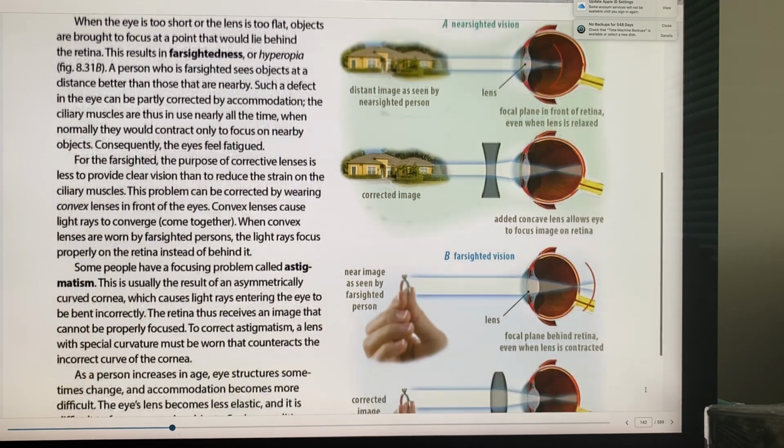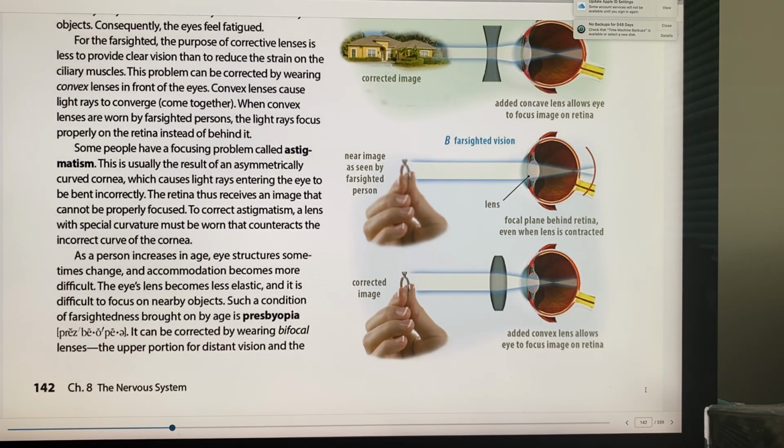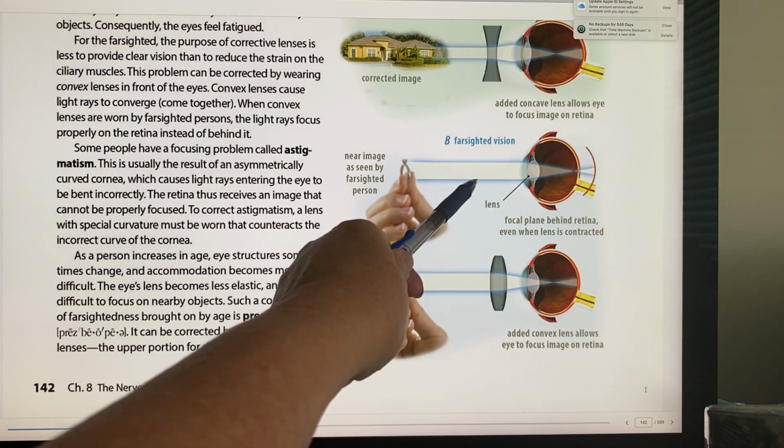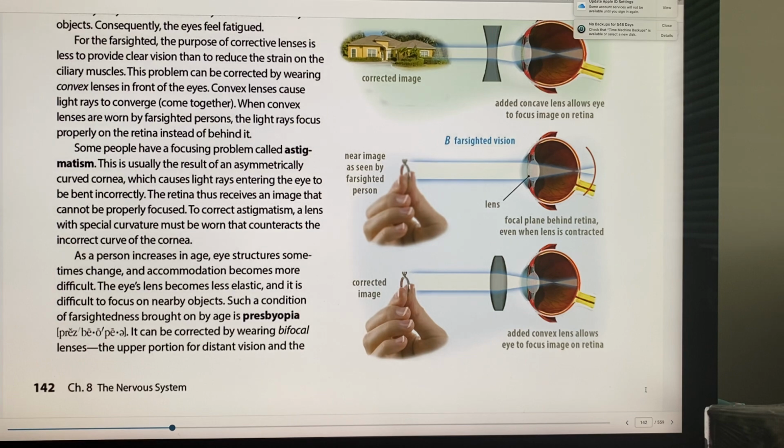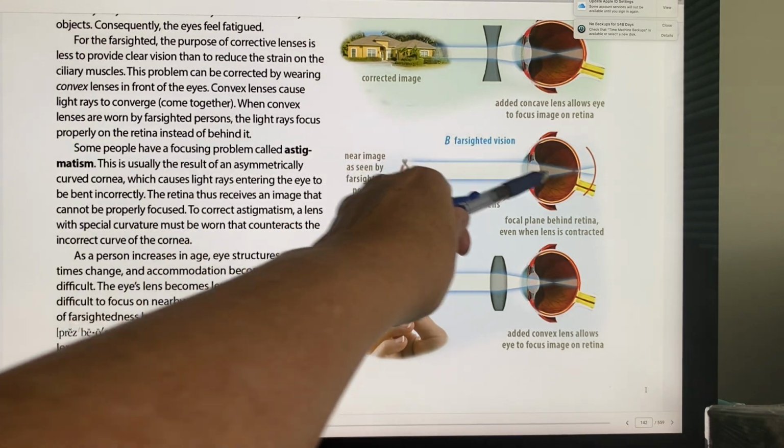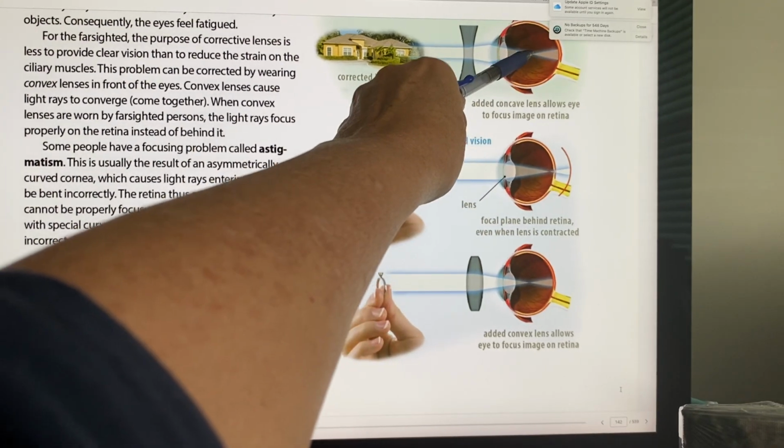So now let's talk about being farsighted. Farsighted is hyperopia. Hyperopia means you can see things far, but you can't read or see things that are close. When the eye is short of the lens, the light is brought to focus behind the retina. So here you have farsighted, you're going to see an image that's near, and the focal plane is behind the retina, even when the lens is contracted. You see where it is? See, here's the focal point right here.